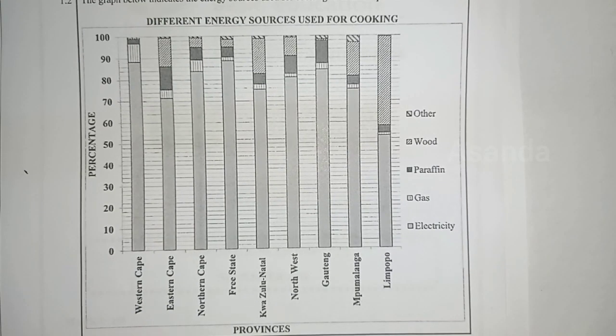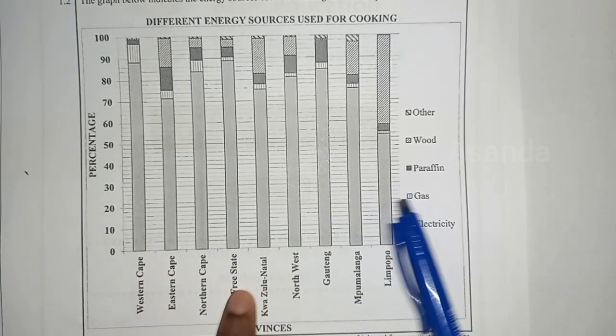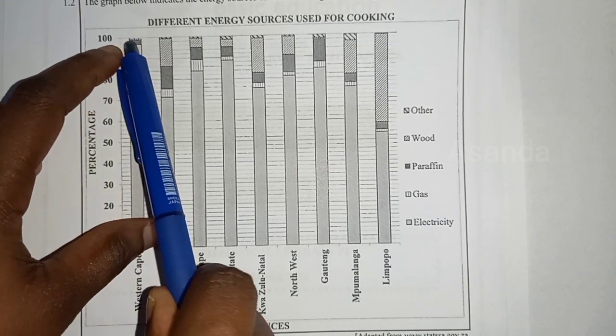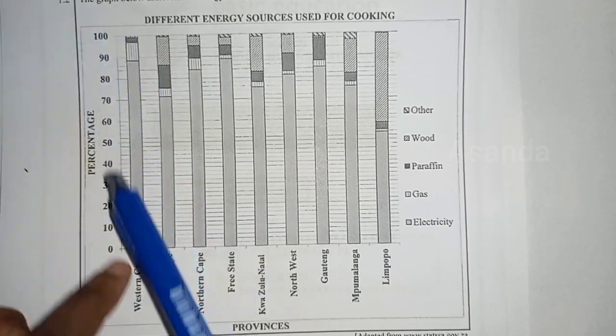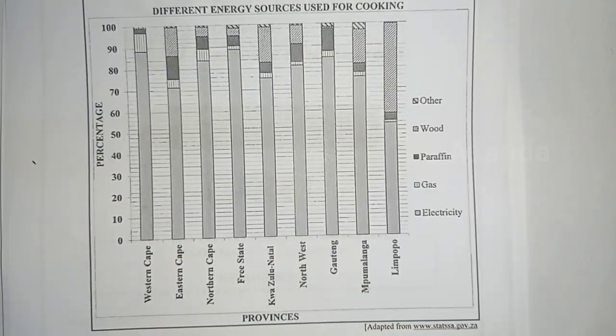1.2. So in 1.2, we are given a graph. This is called a stacked graph. I know because there's a bar graph, and then there's another one on top of it, and then there's another one on top of it. So this is stacked. They've packed them on top of each other, and then we call that a stacked graph. So let's first remind ourselves of how to read a stacked graph.